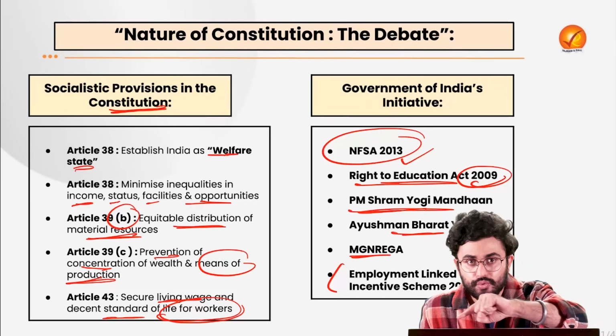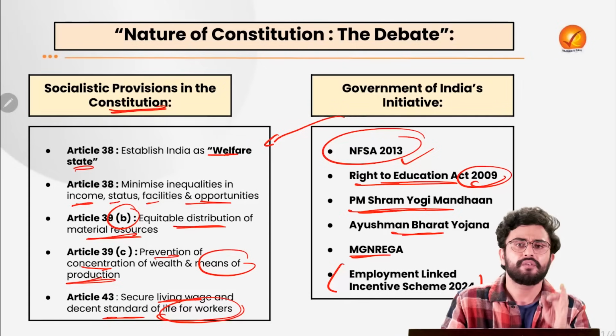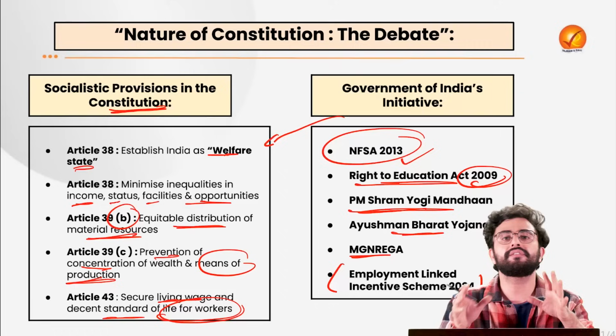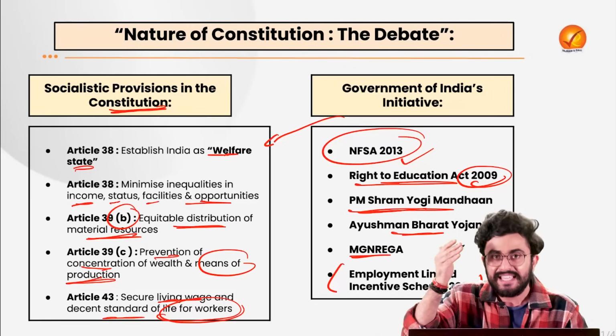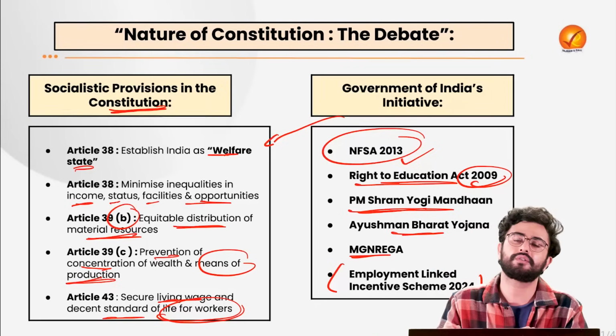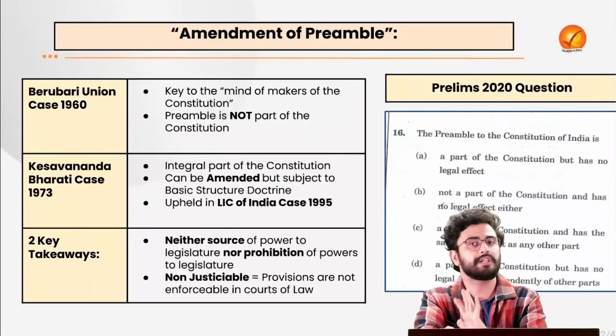Why is the government trying to do all of this? Because of the idea of Article 38, which establishes us as a welfare state, where we have to first think about the welfare of the people. So even if the terms socialist and secular were not added to the constitution, they were already implicit in the other provisions of the constitution itself.